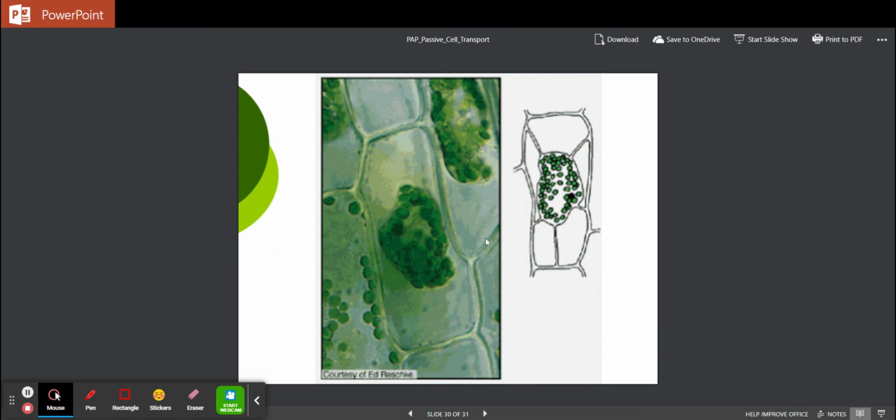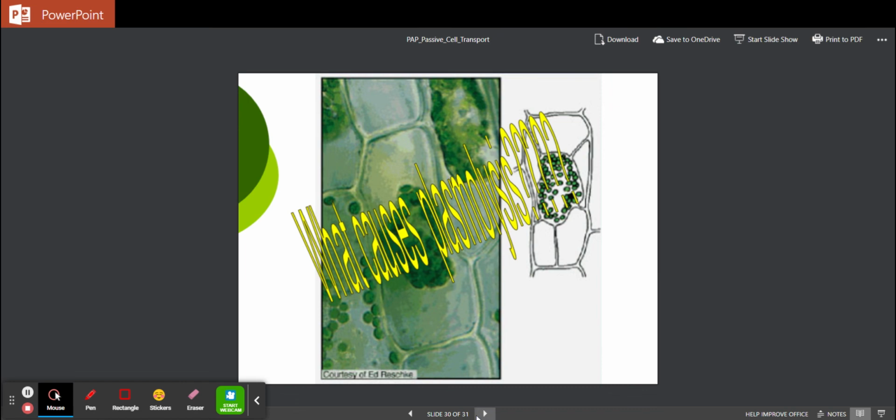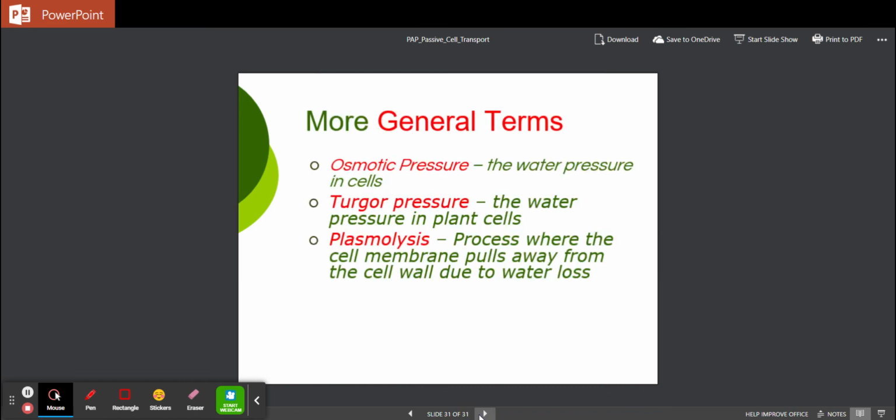All right, so this is just an example of a plasmolyzed plant cell. And some more general terms. Osmotic pressure, the water pressure in cells. Turgor pressure, the water pressure in plant cells. Plasmolysis, the process where the cell membrane pulls away from the cell wall due to water loss.